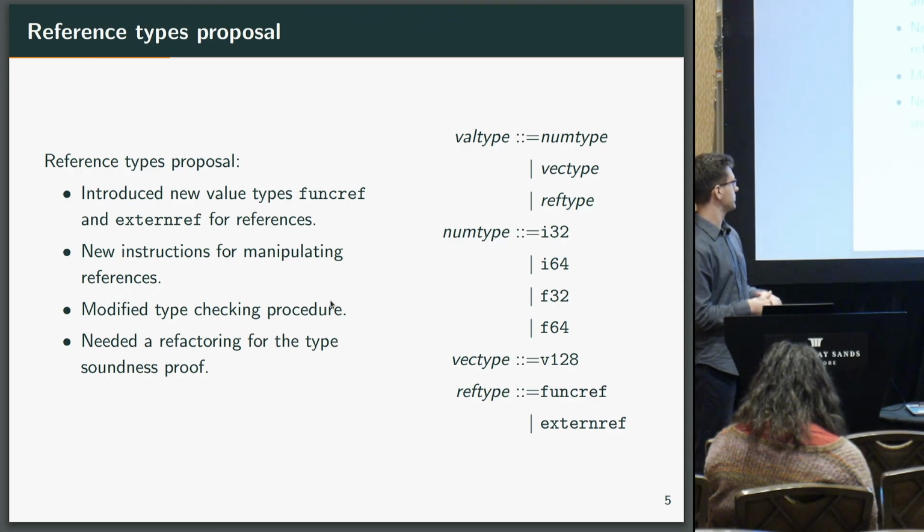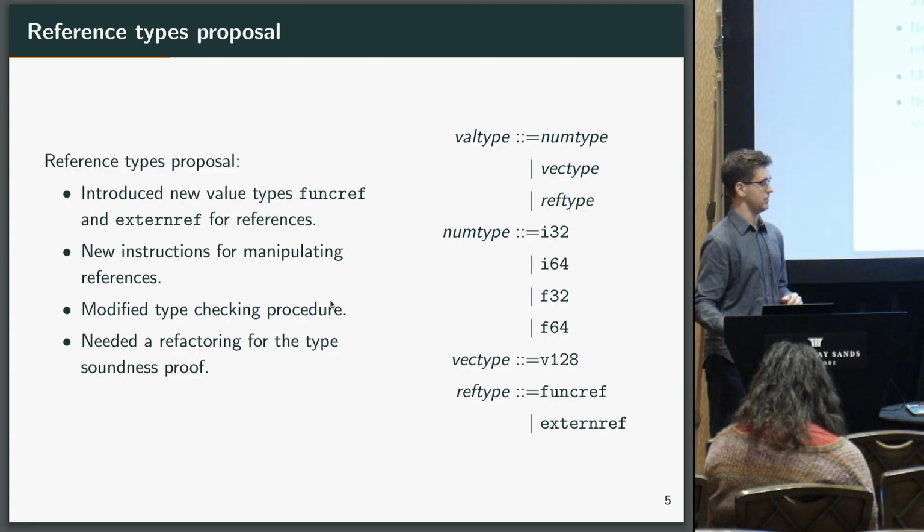The reference types proposal introduced new value types, funcref and externref, for references, and new instructions for manipulating the reference values. It modified the type checking procedure, and it modified the type system, and it required a large refactoring for the type soundness proof.